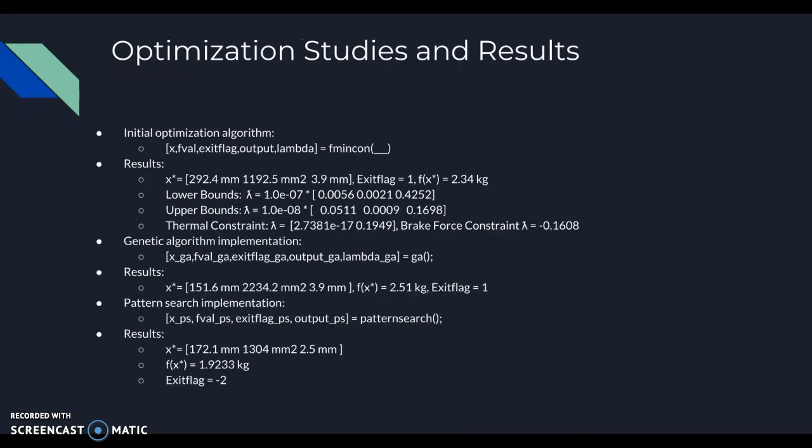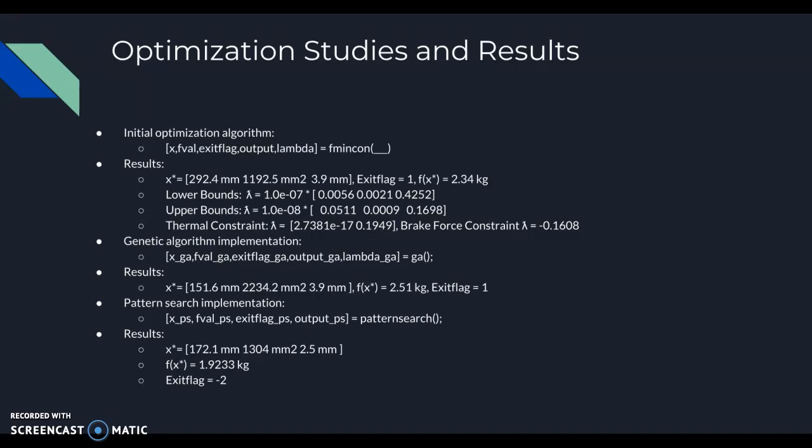Here are our optimization studies and results. For FMINCON, lambda was positive for the lower bound, upper bound, and thermal constraint, indicating that these were active constraints, and lambda was negative for the brake force constraint, indicating that it's a redundant constraint.